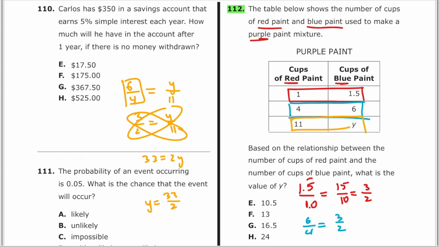Now, looking through multiple choices, I clearly see it's G, but if you don't see it, you can always split 33 into 32 plus 1, divide this by 2. Now, this is 16, and a half, right? So 1/2. So you have 16 and 1/2, which is equivalent to 16.5. The answer is G. That's it.